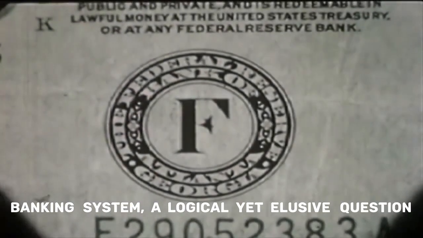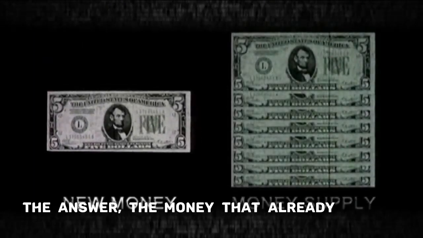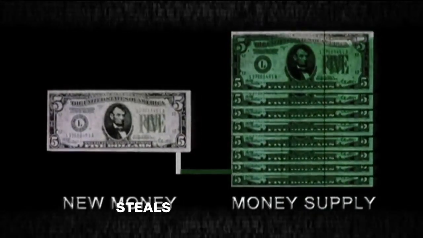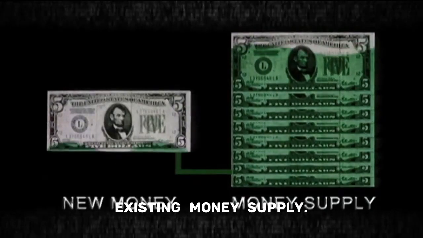So, now that we understand how money is created by this fractional reserve banking system, a logical yet elusive question might come to mind. What is actually giving this newly created money value? The answer? The money that already exists. The new money essentially steals value from the existing money supply.